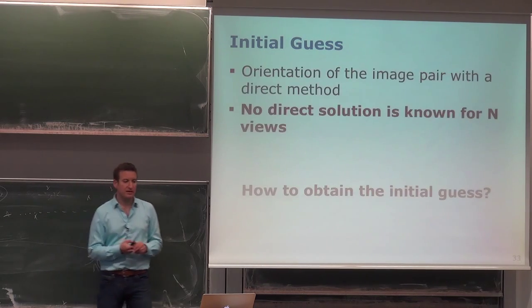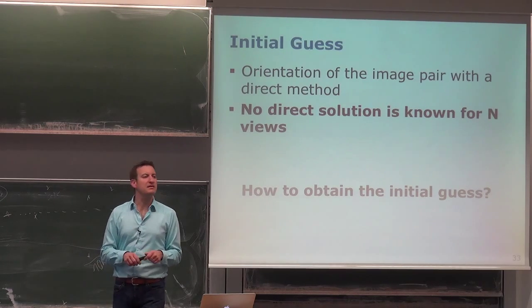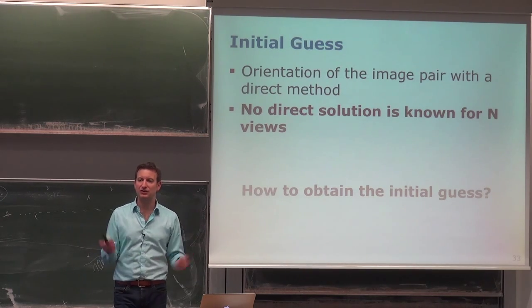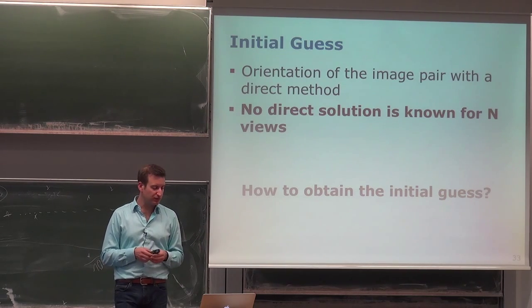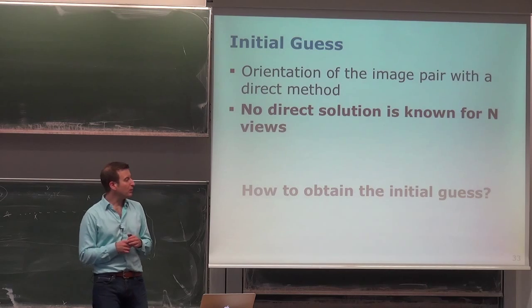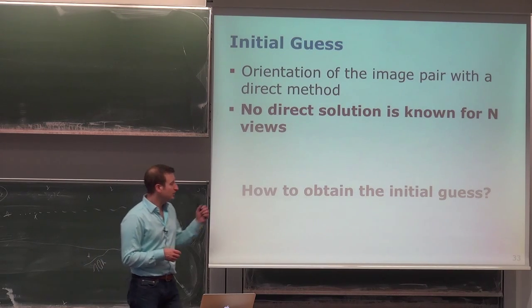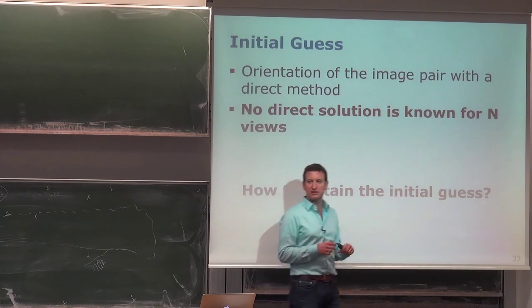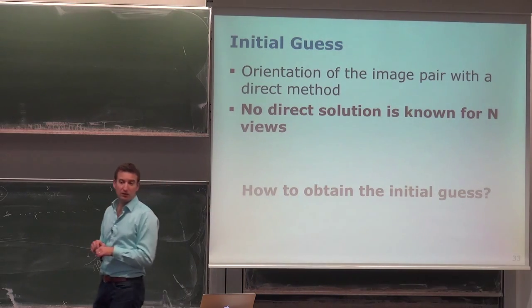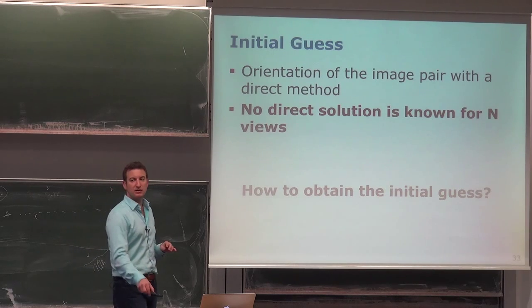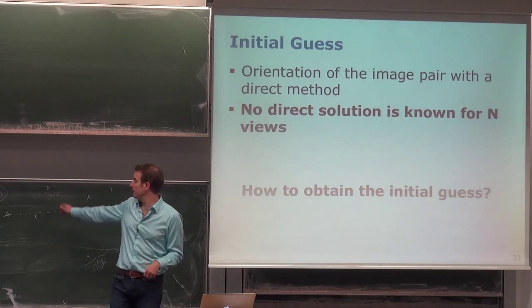The problem is there's no direct solution known for the n-view problem. So if you have a larger number, whatever, 10 different views, there's no direct solution that we can actually compute to do that. So what we need to do is have some other means for finding an initial guess. The question is, what could be ideas for finding an initial guess? Any ideas what we could do?